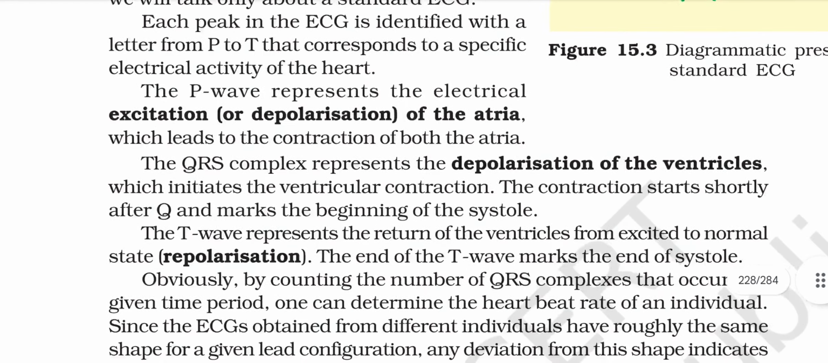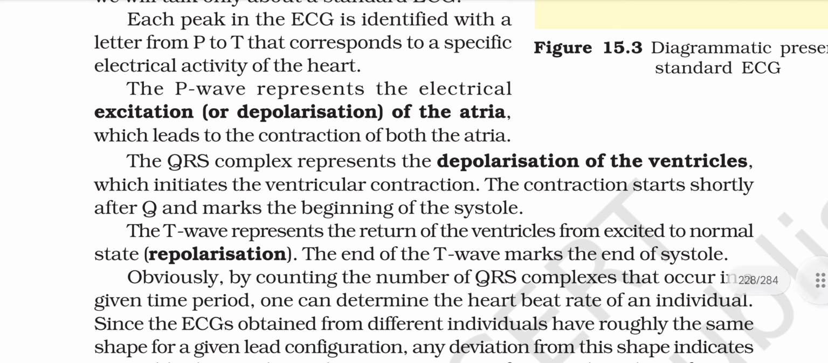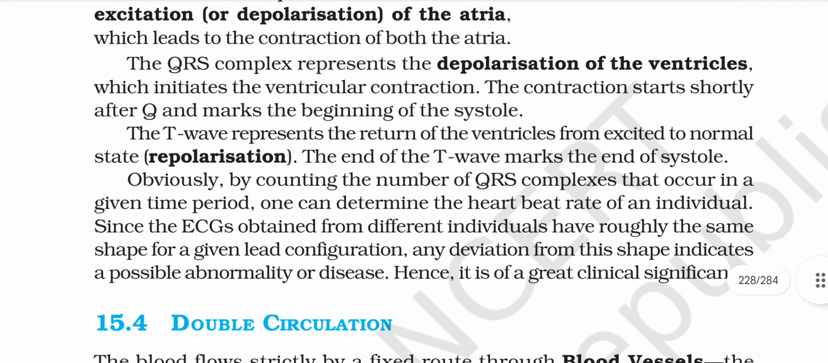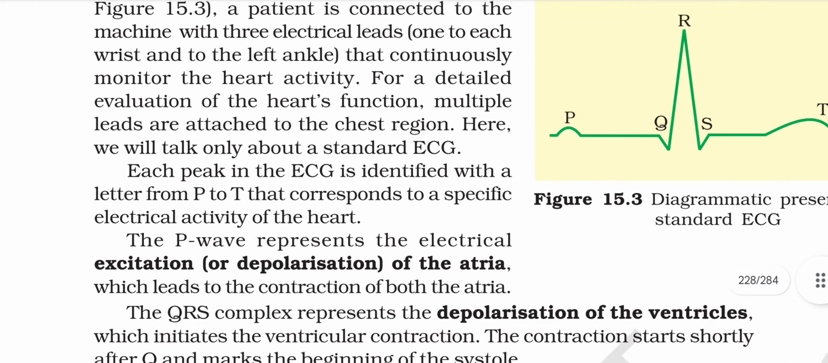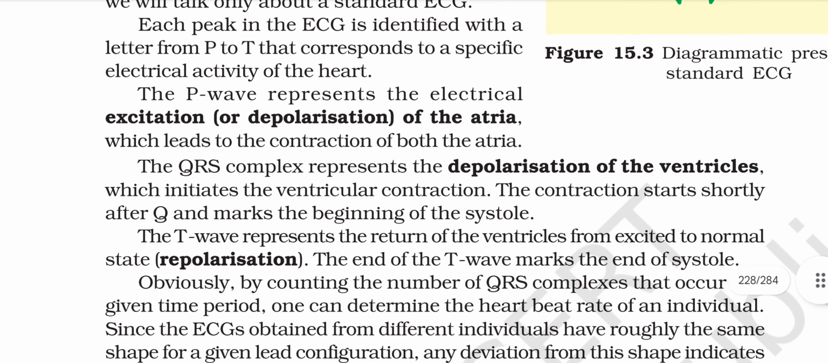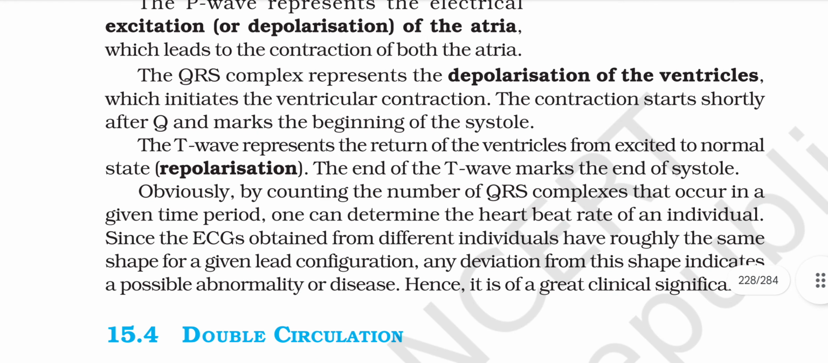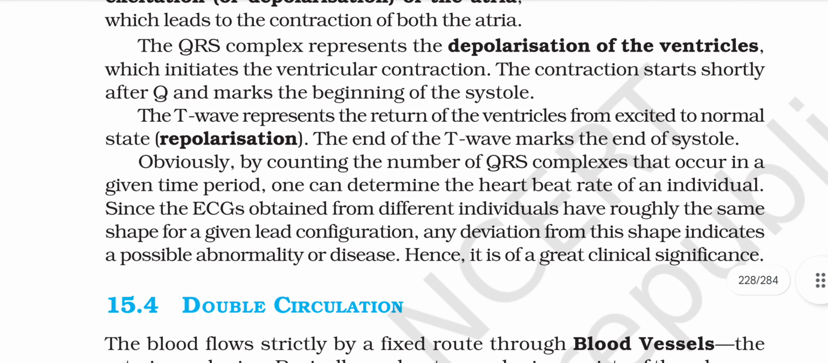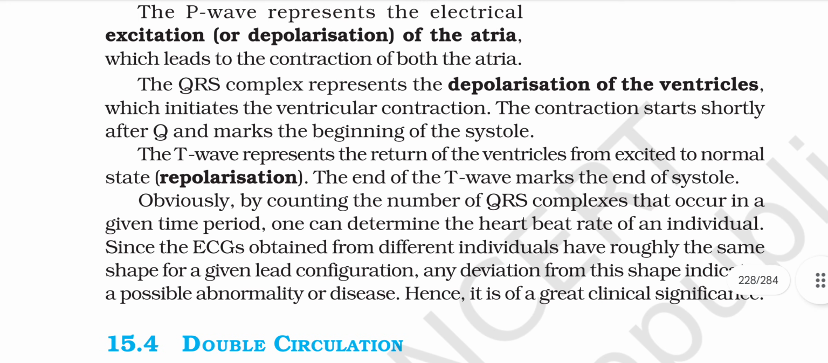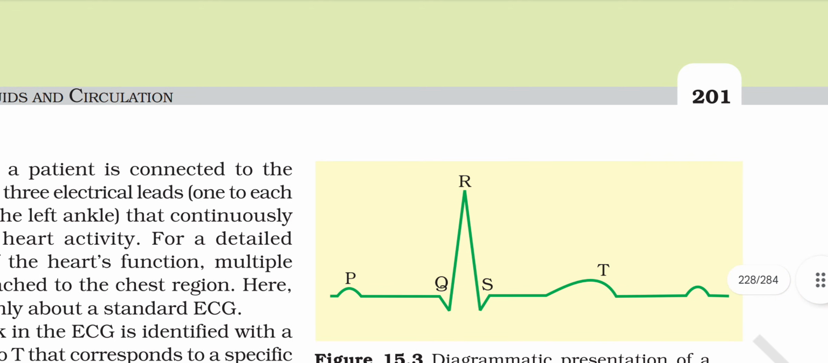The QRS complex represents depolarization of the ventricles, which initiates the ventricular contraction, and the contraction starts shortly after the Q and marks the beginning of the systole, that is the contraction of the ventricle. And the T wave represents the return of the ventricles from the excited to the normal state, that is repolarization. The end of the T wave marks the end of the systole.